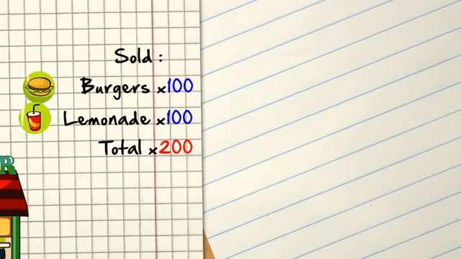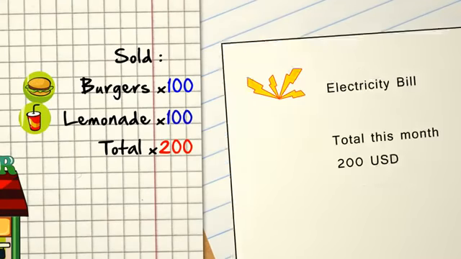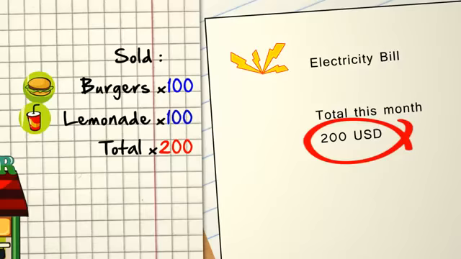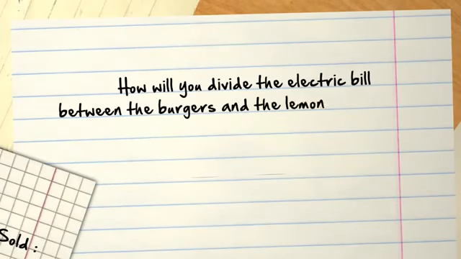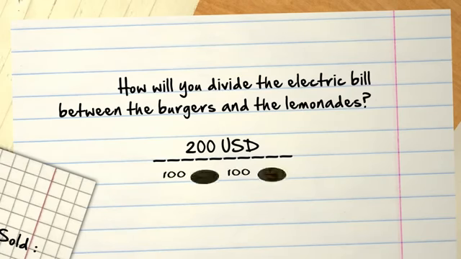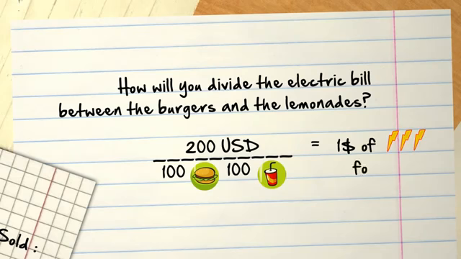What if, at the end of the month, you have an electric power bill of $200? How will you divide the electric bill between the burgers and the lemonades? Easy! $200 divided by 200 items equals $1 in electric power for each burger or lemonade sold.